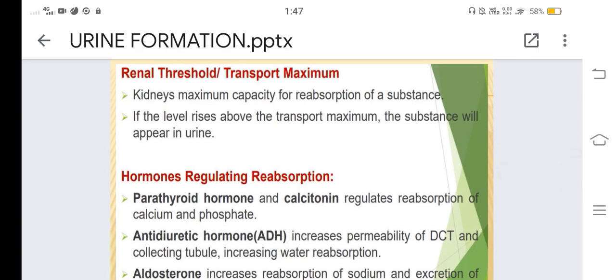Then renal threshold or transport maximum. Kidney maximum capacity for reabsorption of a substance. If the level rises above the transport maximum, the substance will appear in urine.